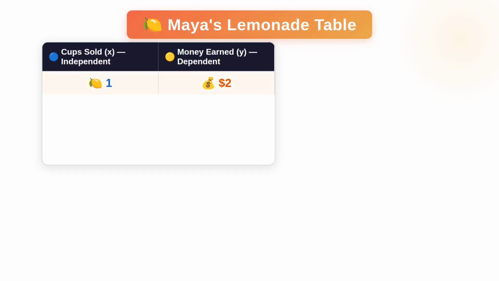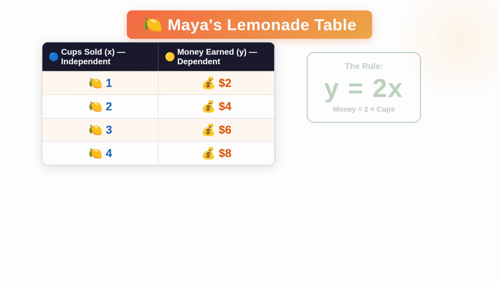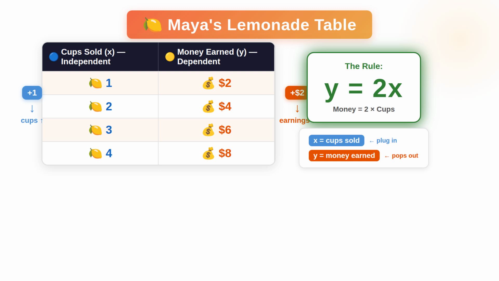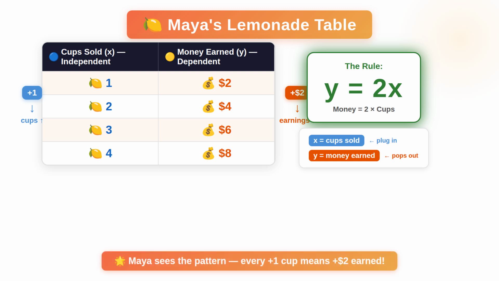Let's look at Maya's actual lemonade data. She charges $2 per cup. When she sells 1 cup, she earns $2. When she sells 2 cups, she earns $4. 3 cups gives her $6, and 4 cups gives her $8. Notice the pattern. Every time cups sold goes up by 1, money earned goes up by 2. That's because the rule is always money equals 2 times cups. Cups sold is the independent variable. We plug it in. Money earned is the dependent variable.